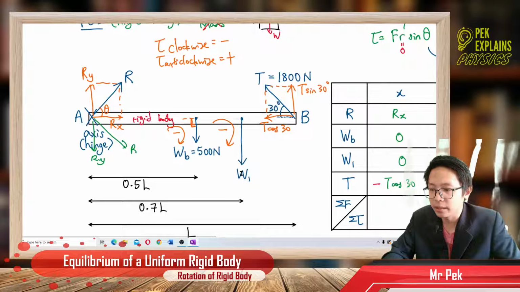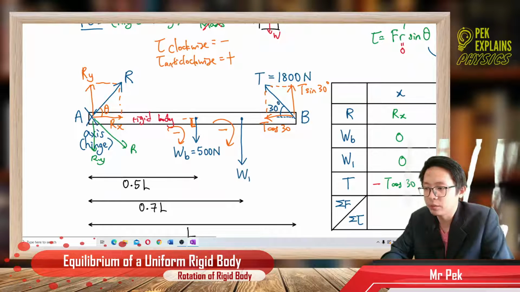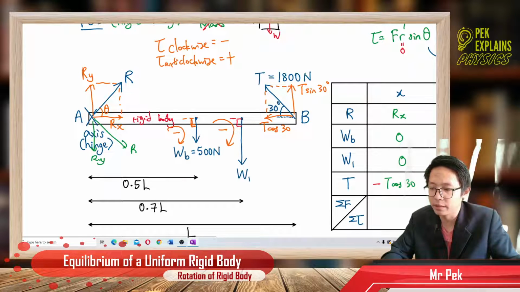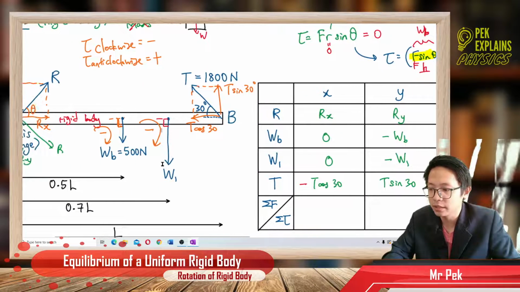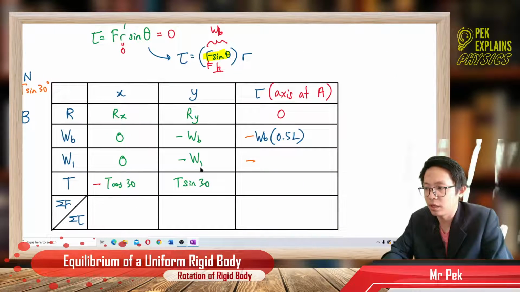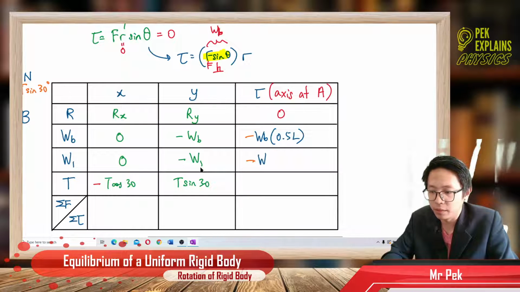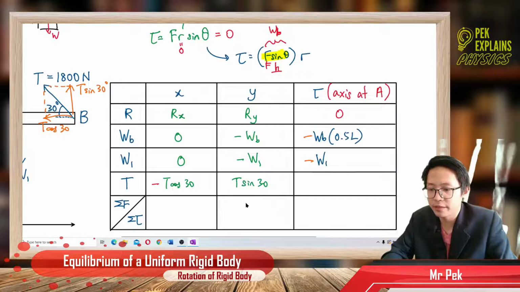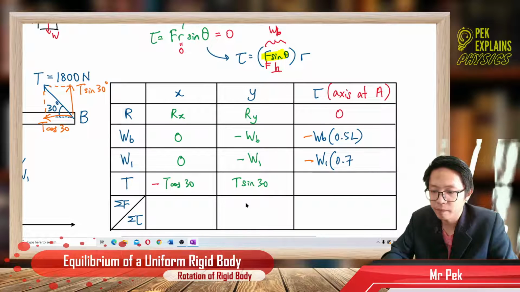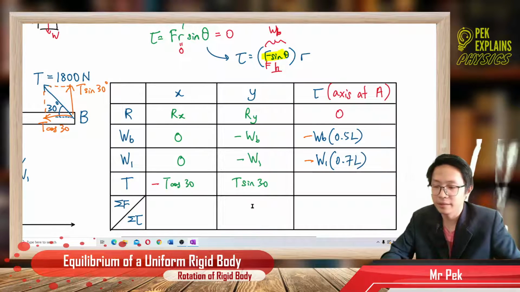Next, W1 is already perpendicular to the rod. So our F sine theta here is actually the W1. Now, how far is W1 from the A? It is 0.7 L. So our R is 0.7 L.